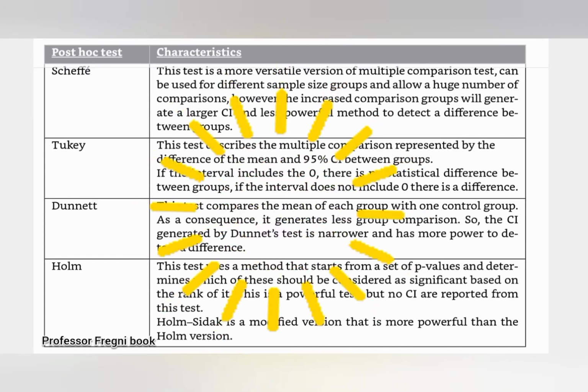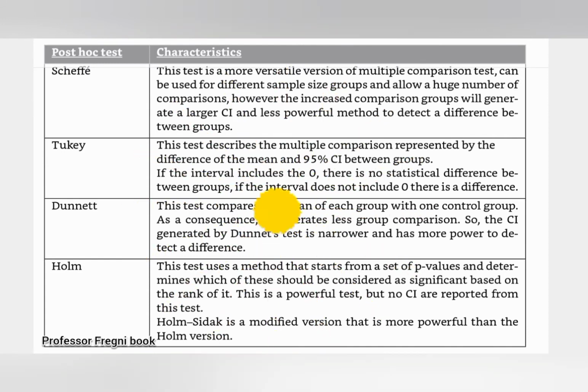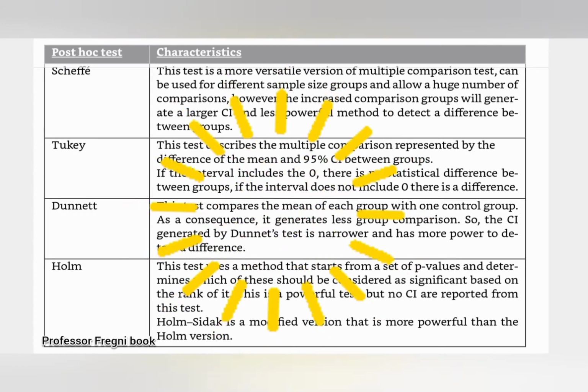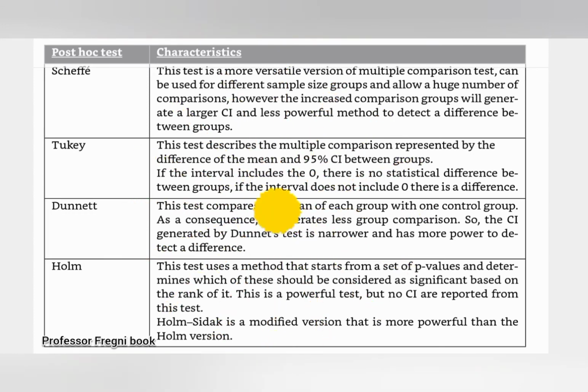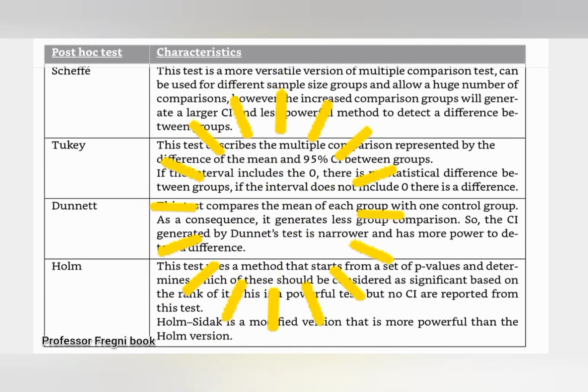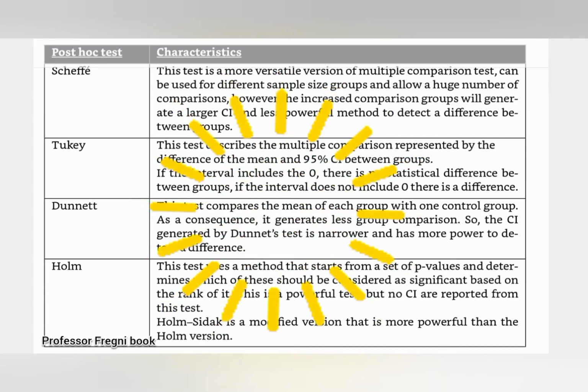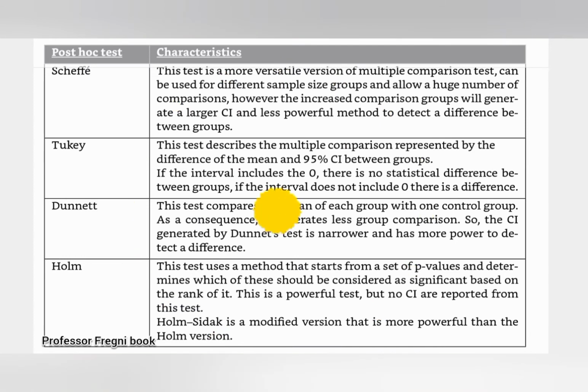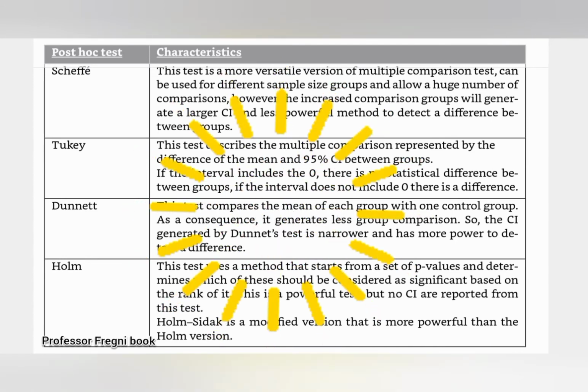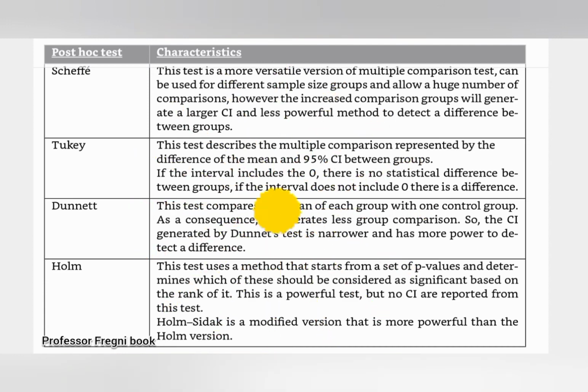Tukey test. This test describes the multiple comparison represented by the difference of the mean and 95% CI between groups. If the interval includes the zero, there is no statistical difference between groups. If the interval does not include zero, there is a difference. Dunnett test. This test compares the mean of each group with one control group. As a consequence, it generates fewer group comparisons. So, the CI generated by Dunnett's test is narrower and has more power to detect a difference.